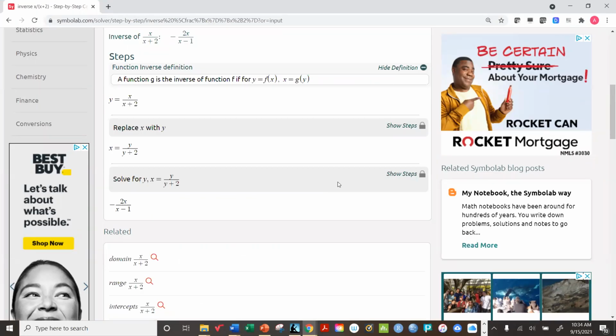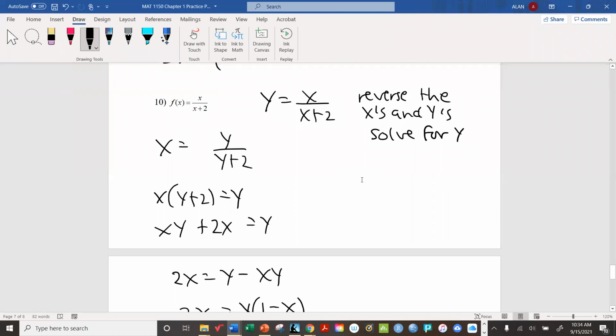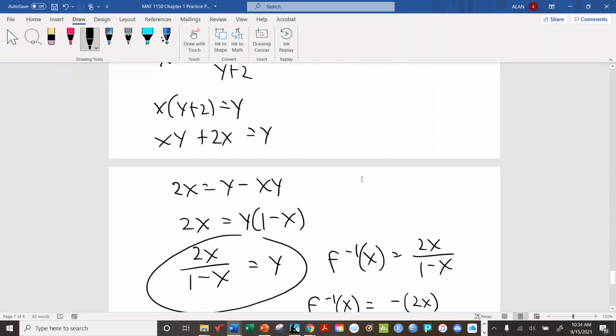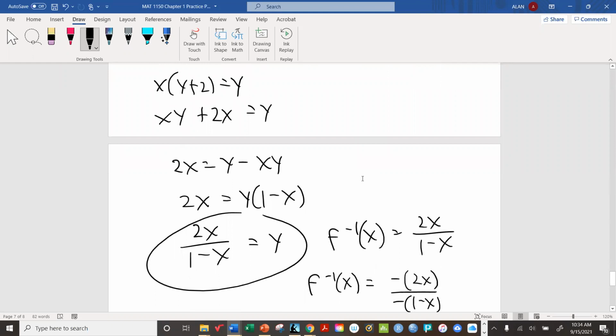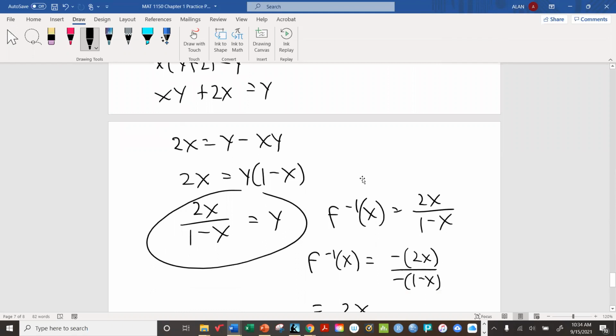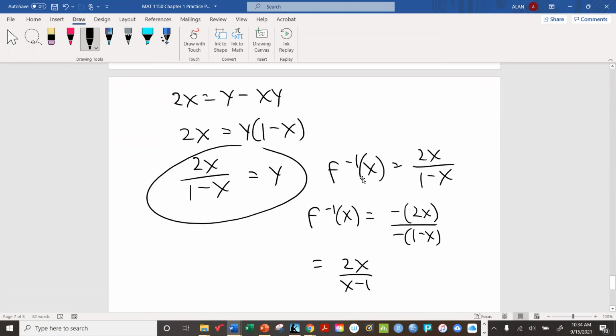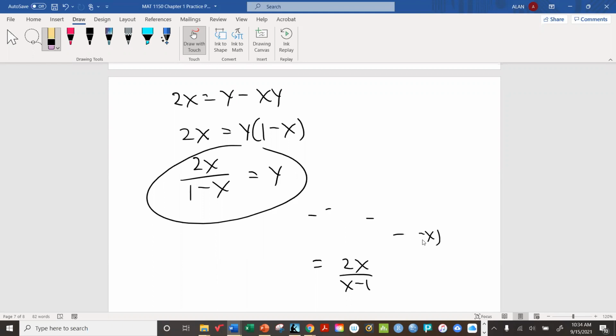X equals y over y plus 2. X equals y. Oh, all right, well, let's try this. Oh, I think I know what they did. Okay, no, I misunderstood. I believe what they did was this.